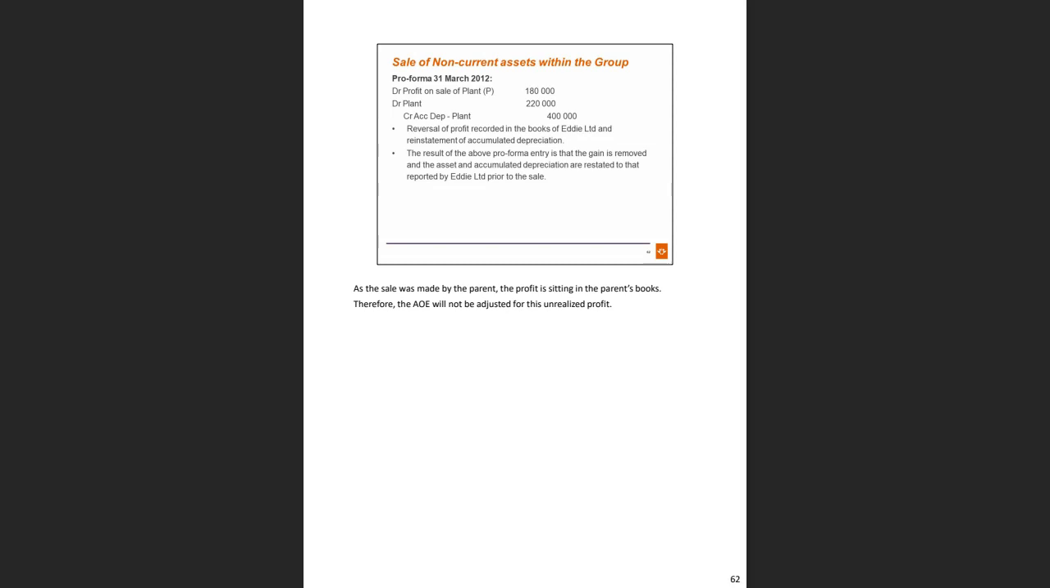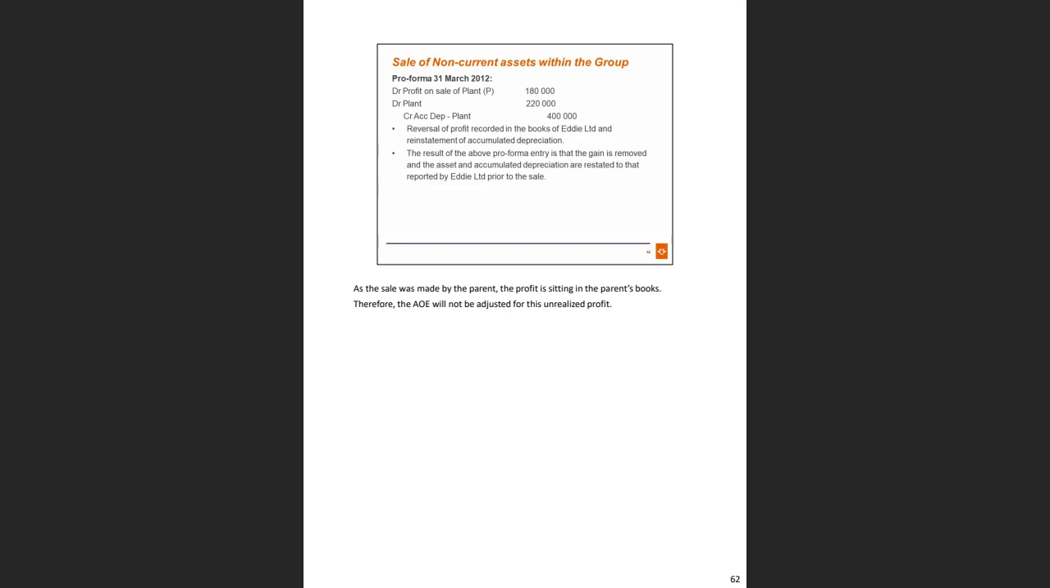Then we have accumulated depreciation plant. So here we are reinstating the accumulated depreciation. Eddie would have recorded the 400,000 Rand, and then it would have reversed the accumulated depreciation when it sold the asset. Here we are reinstating the accumulated depreciation. Okay. So this is what I've explained.